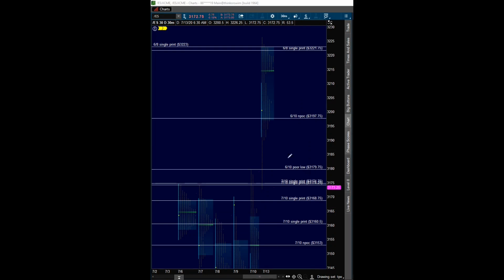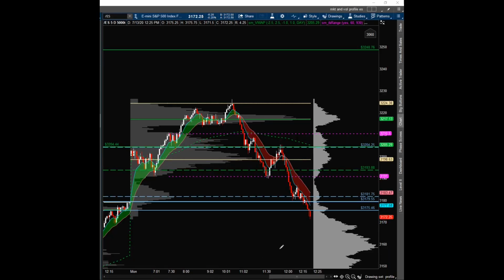Now, as you can see, it is entering this whole big mess here. So there is a lot of unfinished business down here that could get hit. And if we switch over to the volume profile, you see that it also took out the point of control down here at 75.50.